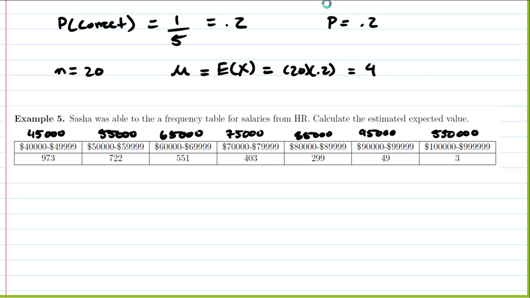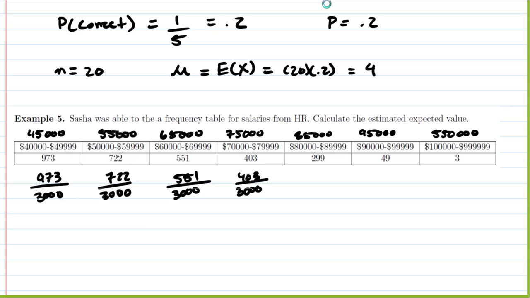Okay, so we could add all of these up, but you may not remember from the introduction in this section that there are 3,000 employees. So for each of these, we could calculate our probability. This would be 973 over 3,000, 722 over 3,000, 551 over 3,000, 403 over 3,000, 299 over 3,000, 49 over 3,000, and 3 over 3,000.